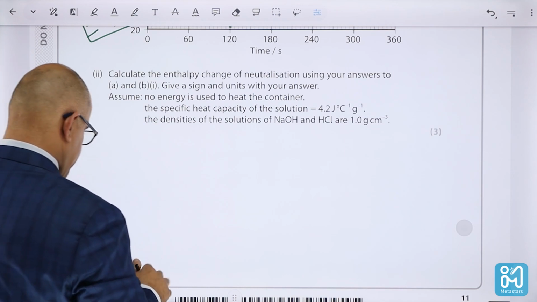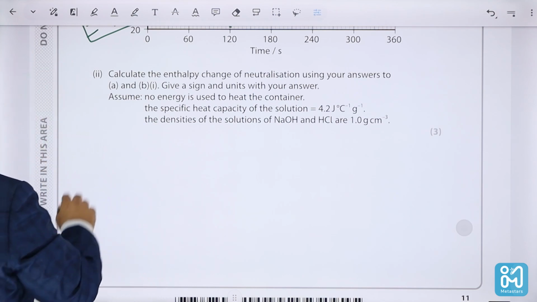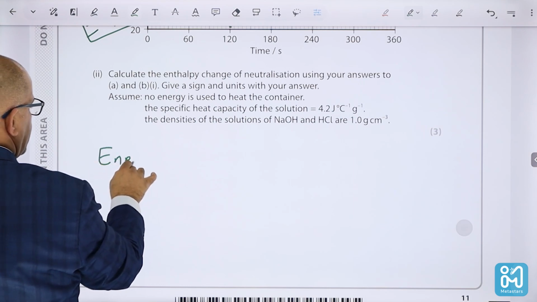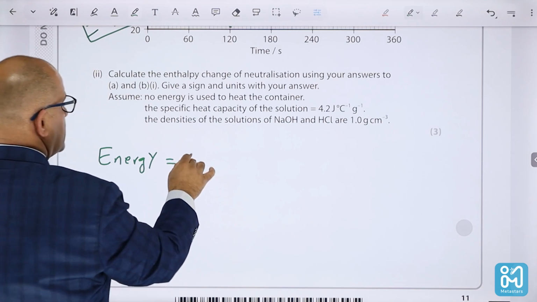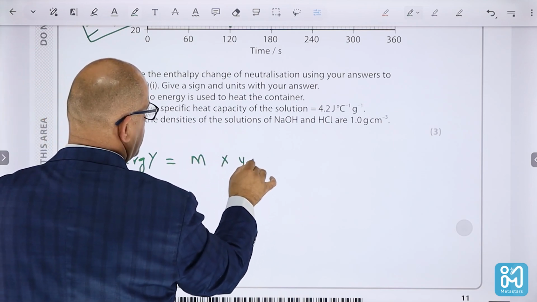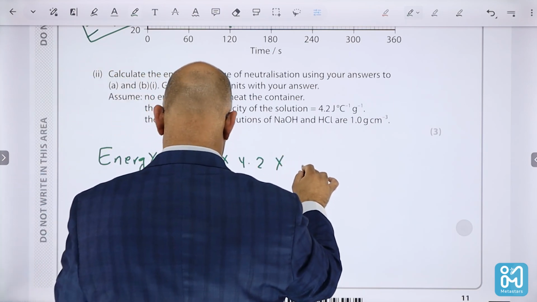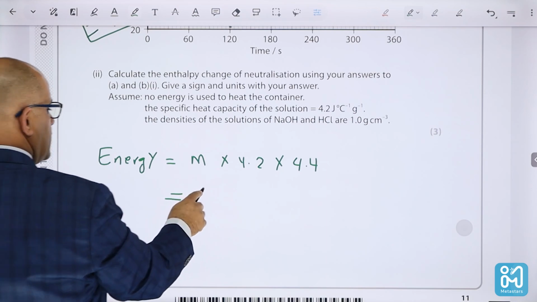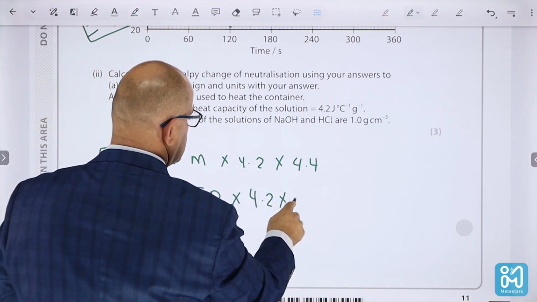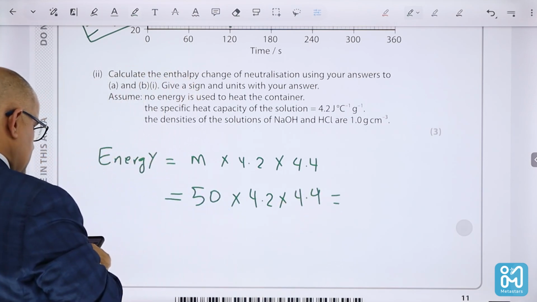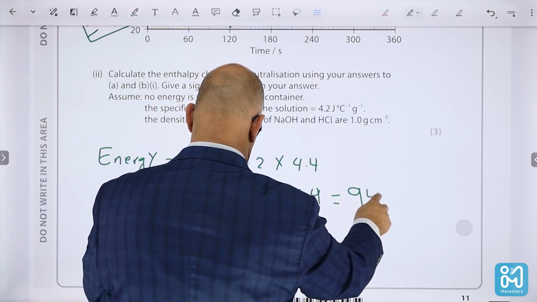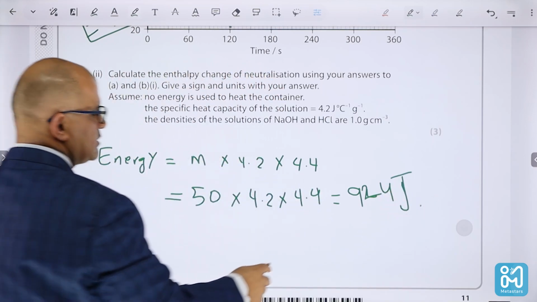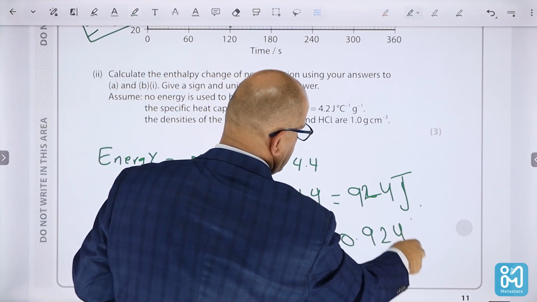So to calculate it, it is 50 grams, or you can calculate it in kilograms, it depends. So the energy transferred equals the mass of the solution times 4.2, which is given, times delta T, which is 4.4. Now the answer is 50 times 4.2 times 4.4. That equals on the calculator 924 joules. Okay, this equals 0.924 kilojoules.